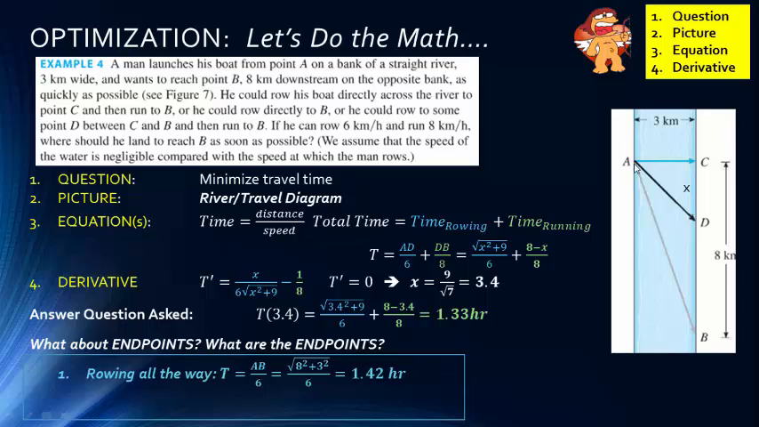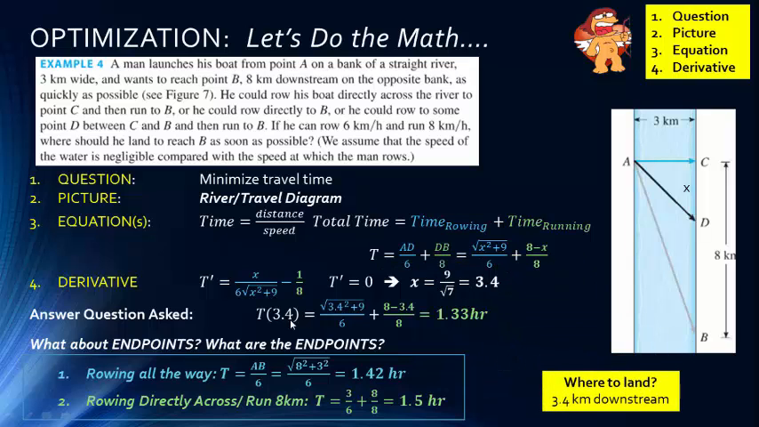So let's look at what happens when he rows and then runs. Well, again, these are actually easier. The distance rowing is 3 divided by the speed rowing. Distance by speed. 3/6 rowing. Distance running 8 divided by his speed running 8, and we get 1.5 hours, which is even longer. So the optimum situation is for him to row 3.4 kilometers downstream.